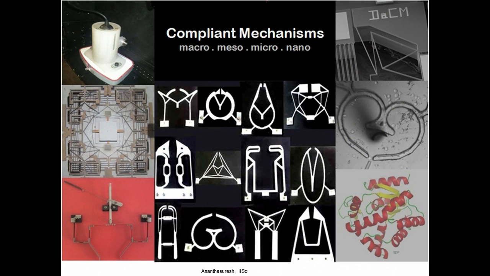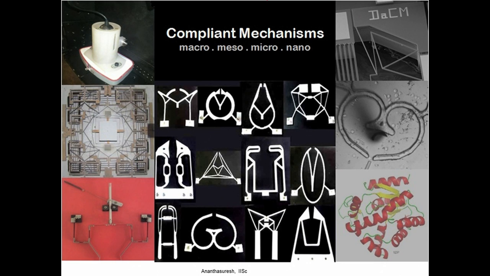Let us begin by looking at a few compliant mechanisms that my group at Indian Institute of Science has been working on for several years. What you see here are compliant mechanisms at several sizes: macro, that is very large, and micro, that is very small, of the order of microns, as in microsystems or micro electromechanical systems. And then in between there is also meso, that is, let us say hundreds of microns to a few centimeters. That is what we can call a mesoscale between macro and micro.